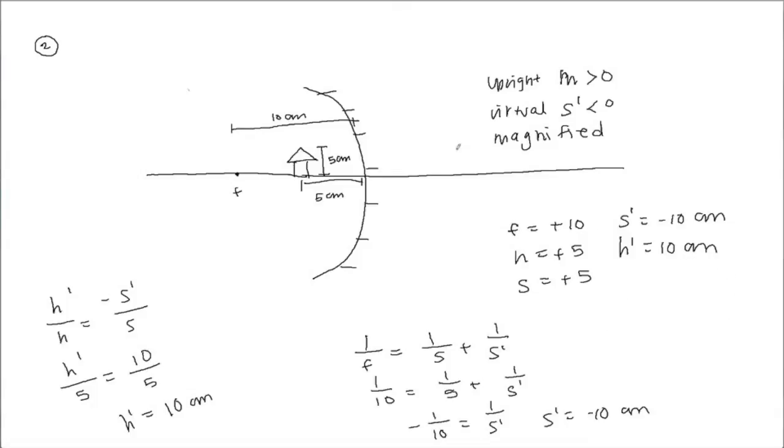And then we know that M is H prime over H, which is 10 over 5, so it's 2. So yeah, it should be magnified, and it should be at S prime of negative 10, so somewhere right here, and it should be like twice the size. Oops.